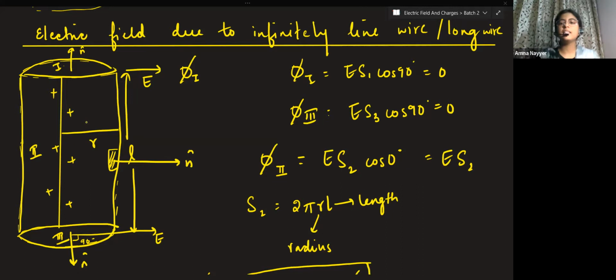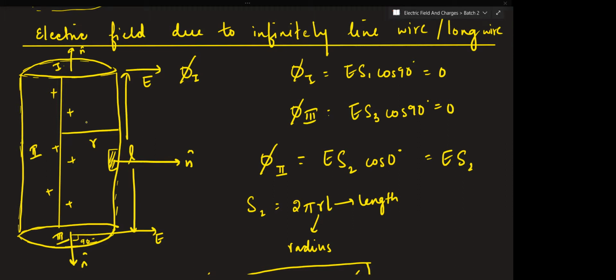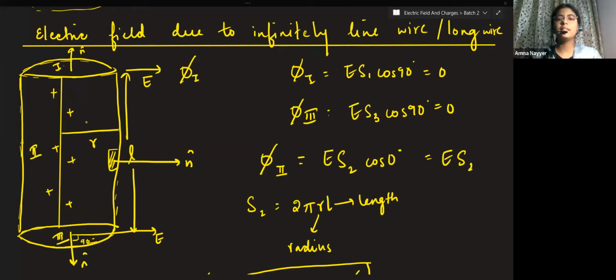So in the last class, we did the electric field due to an infinitely long wire, no? So what was the formula that came out? What is the electric field due to an infinitely long wire? Lambda by 2 pi epsilon naught times r. So E is equal to lambda divided by 2 pi epsilon naught small r.